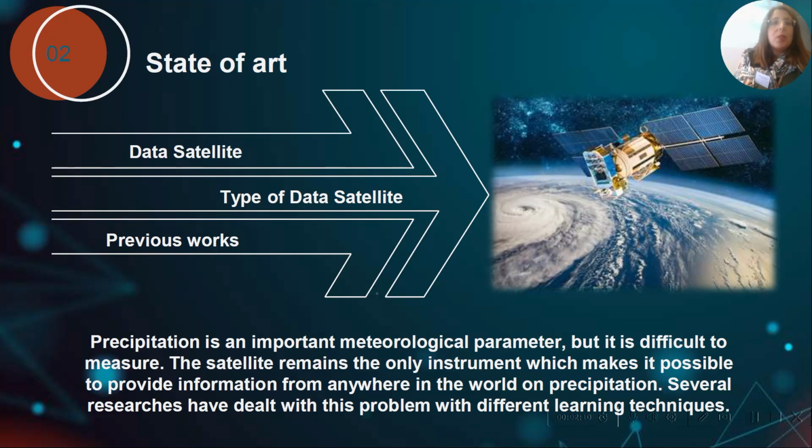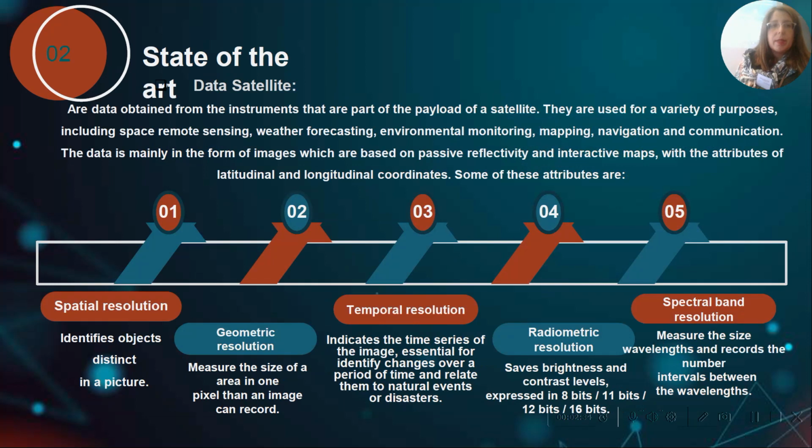So let's start with the state of the art, talking about the type of satellite data. Precipitation is an important meteorological parameter, but it is difficult to measure. The satellite remains the only instrument which makes it possible to provide information on precipitation from anywhere in the world. Several research works have dealt with the problem with different learning techniques.